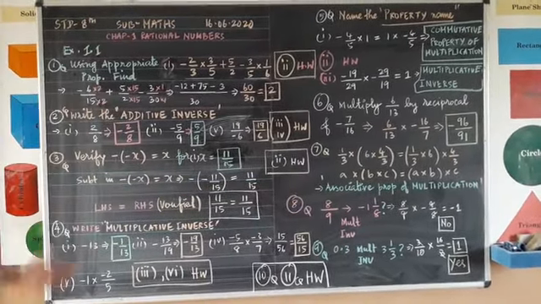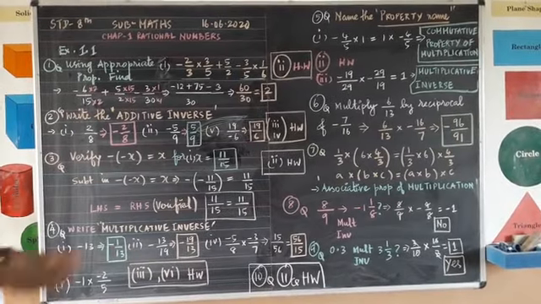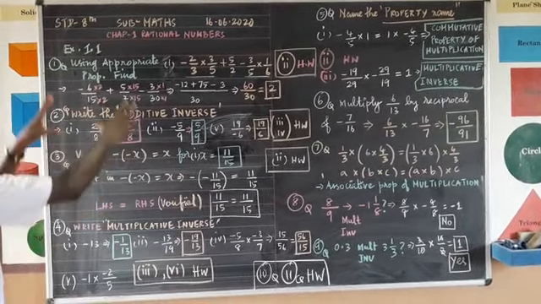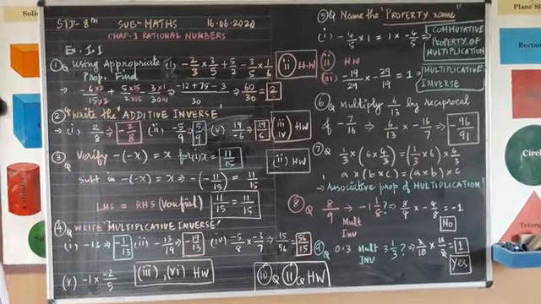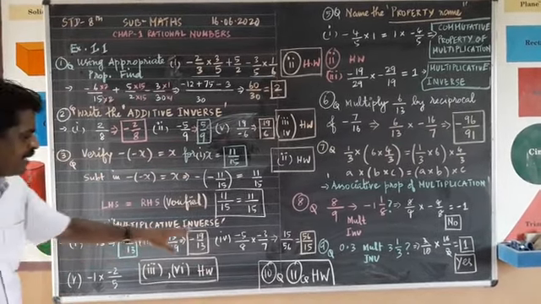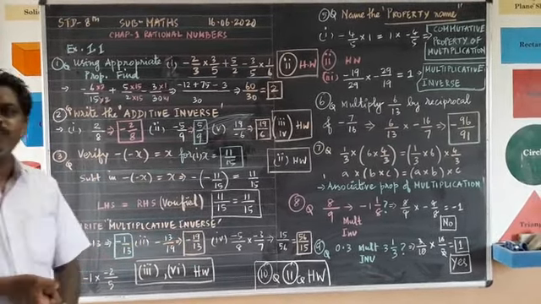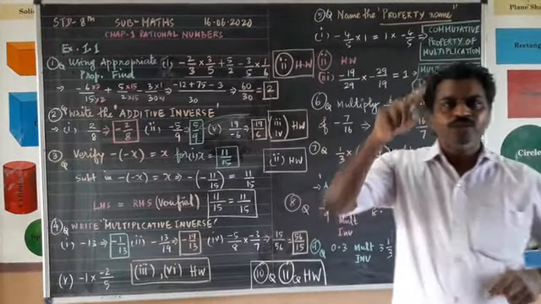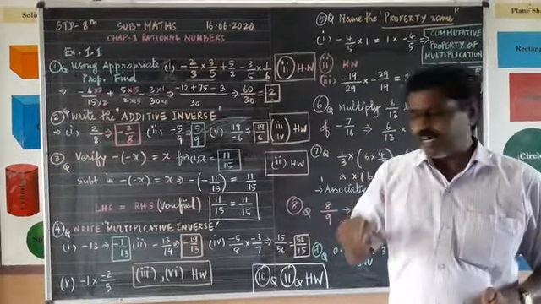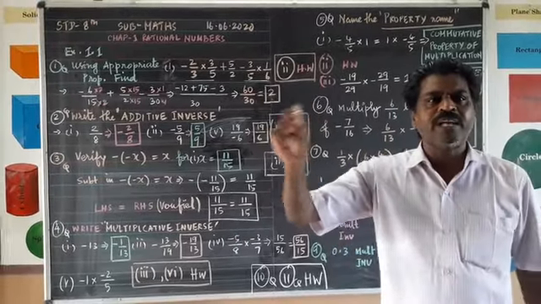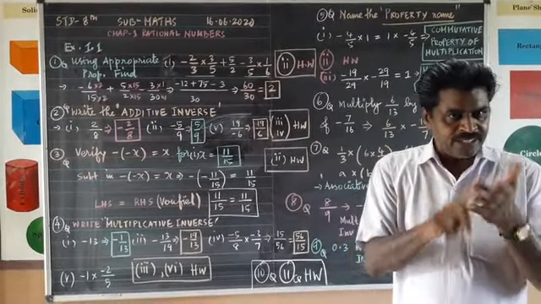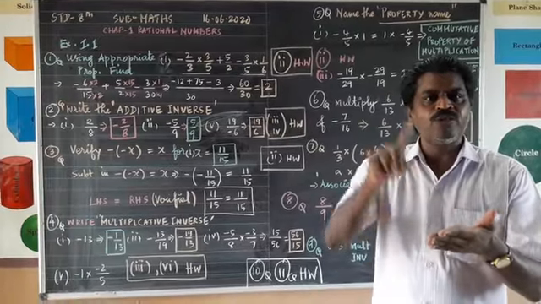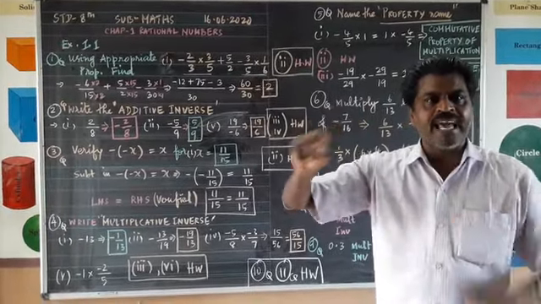Okay. Fourth question. Another easy problem. What are the properties we are seeing? Based on that we have written this problem. Exercise problem: write the multiplicative inverse. Multiplicative inverse means what? When you have 1 upon 2 and you are multiplying with the inverse of that, your answer should be 1. Understood? 1 upon 2 into 2 upon 1. Inverse of that one, answer should be 1.